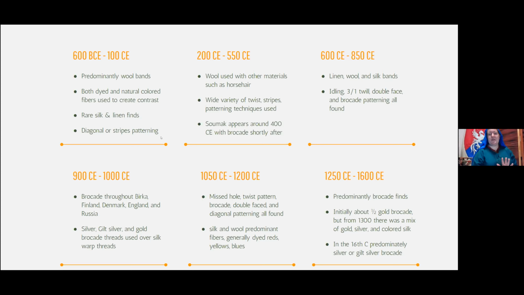About 600, we start seeing silk appear. We've got linen and wool. We see those idling patterns. We see the 4 colors used in a single band. 3-1 twill, double face, and brocade. This particular time period is a rich list of finds that are not brocade, but are very complex, very beautiful designs.